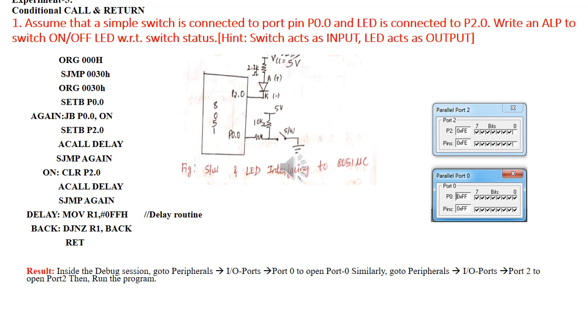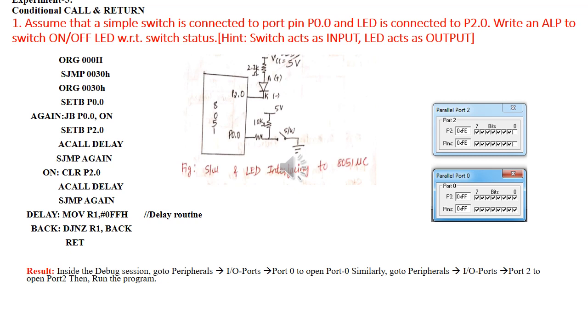So next we'll start with the fifth experiment using the conditional call and return. In the program you should make use of the call instruction along with the return instruction. Call and return instruction means you're going to write the subroutine program. For this I'm going to consider an example.